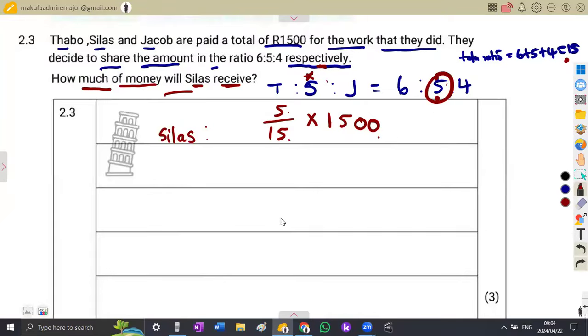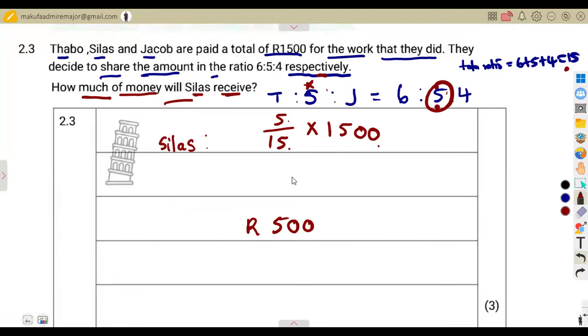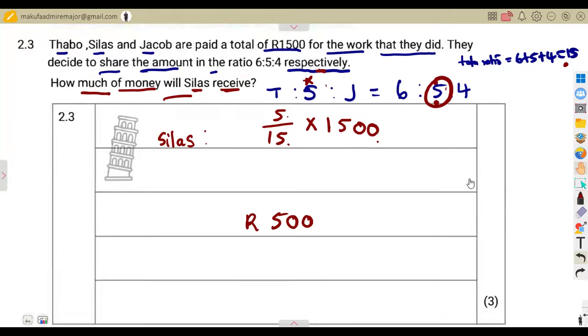So the answer was going to be 500. Meaning to say, at the end, Silas was going to receive 500 rand as the share. That is the share that he was going to receive.